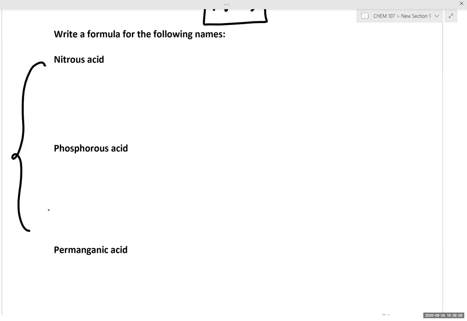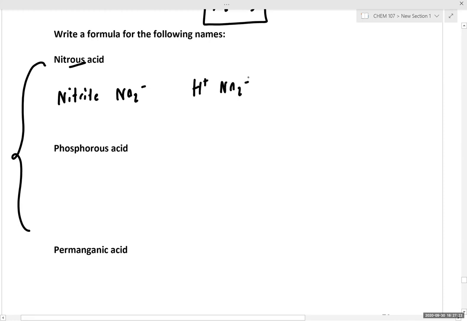Technically, because these nomenclature rules apply to aqueous oxyacids, you should put the aqueous symbol at the end of the formula. That's exactly right, and it's important to note that. So let's discuss. Nitrous acid is derived from nitrite, which is NO2 minus. So we have H plus and NO2 minus. We cross our charges, and that gives us HNO2.